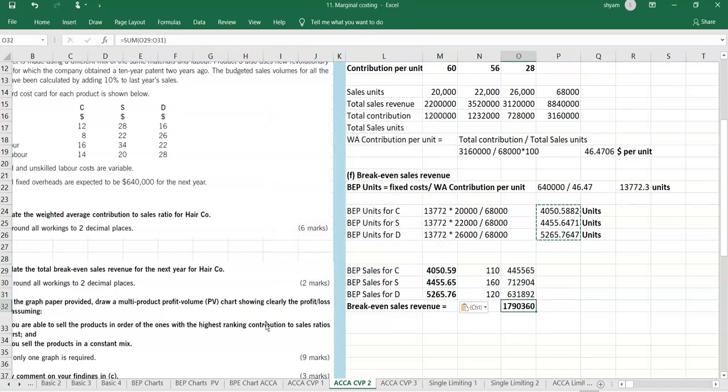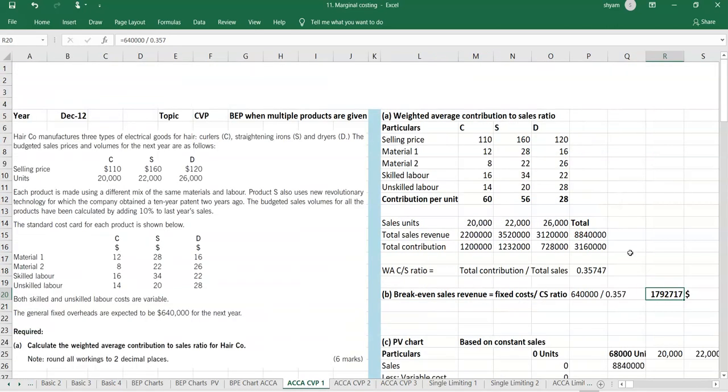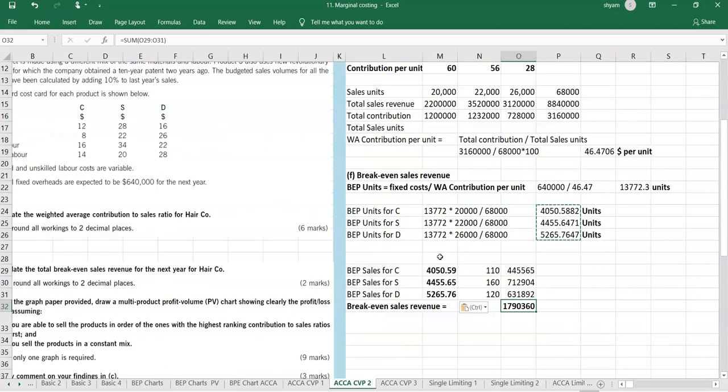Okay, I think we got our break-even point correctly: 1790360. See, we won't get it fully because the decimal numbers are there. These decimal numbers will cause some kind of confusion, so that's why we are getting a different answer. If you want, we will remove the decimals. If we remove decimals, I think we get the answer.